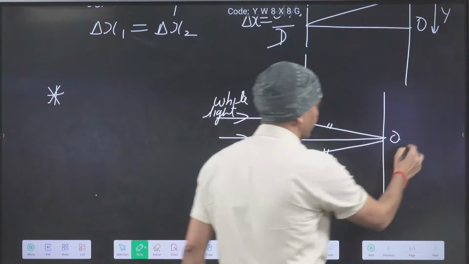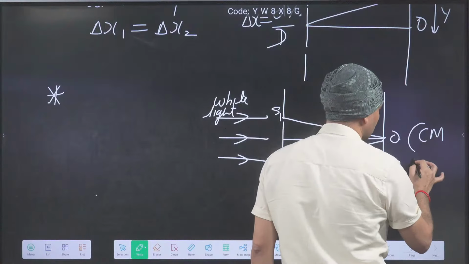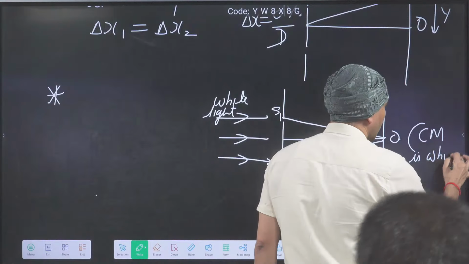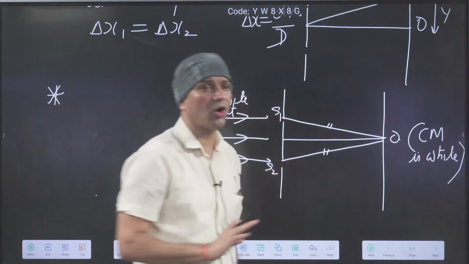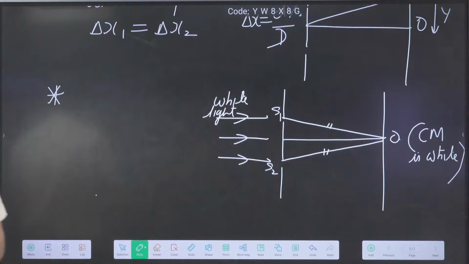So in that case we can say the central maxima is white. Why? The bisector is the maxima for all colors. Maxima of all colors means all colors will have more intensity. So all colors will meet there. Then we will get what? White spot.